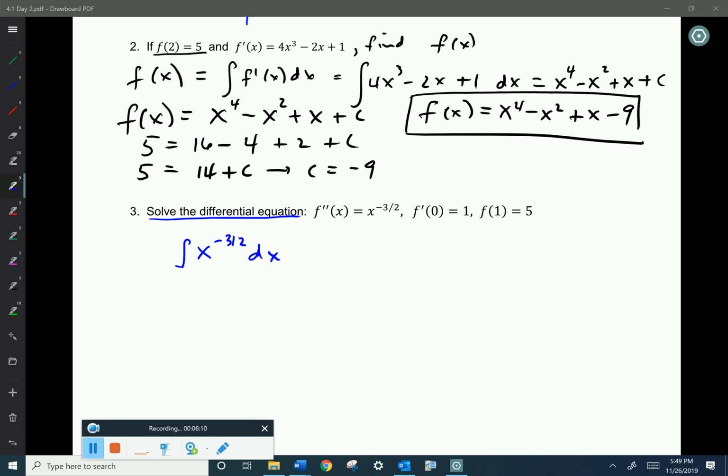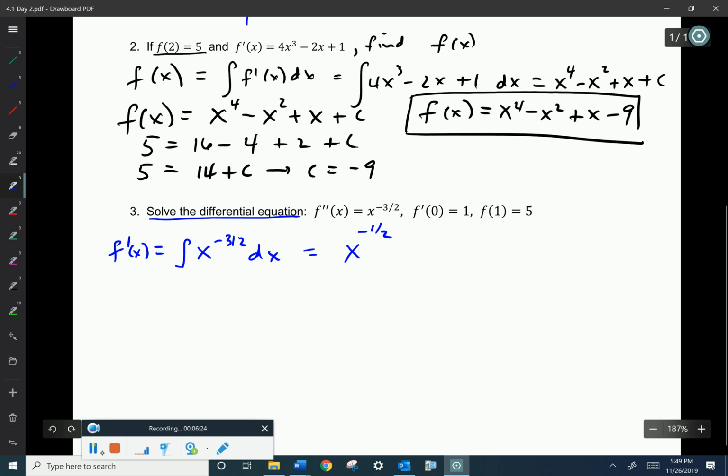Okay, so like we were saying, I'm integrating the second derivative, so that's only going to give me the first derivative. Okay, well that's fine, let's start there. So this is going to come out to be, when I integrate x to the n+1, x to the -1/2. Instead of saying over -1/2, I'll say times -2 plus c. Okay, so this is the equation of the first derivative.